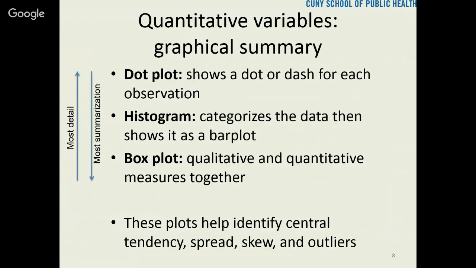The histogram does some categorization first, converts your quantitative data into an ordinal variable so that you can order them on your histogram and put bars. So it's like a bar plot for categorical data. And the box plot is a combination of qualitative and quantitative measures put in the form of this box with whiskers. And the things that we look for in all of these are generally the central tendency, where the middle of the plot is, the shape of it, including spread and skew, and the presence of outliers.